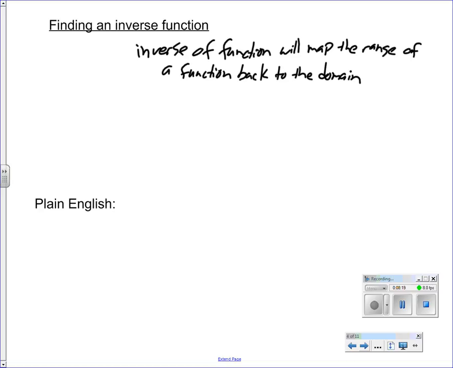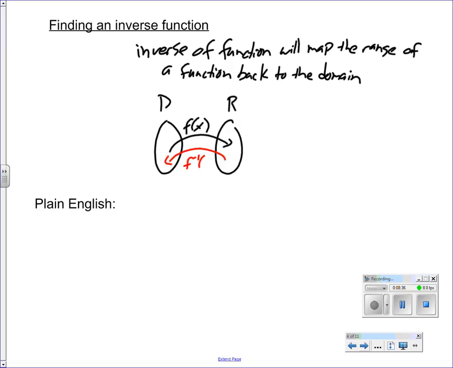Right, so if we have our domain, our range for a function, this would be our original function. For the inverse function, it would be mapping back the other way. Right, so for the inverse function, this would be the domain, and domain would be the range. So we'd switch to have the opposite domain and range.